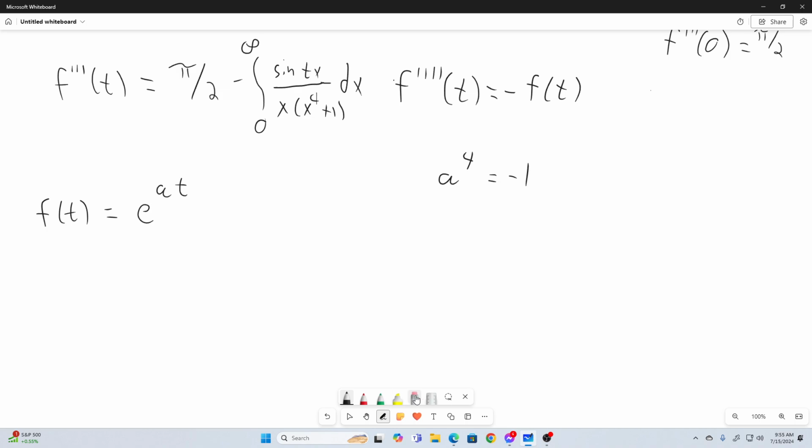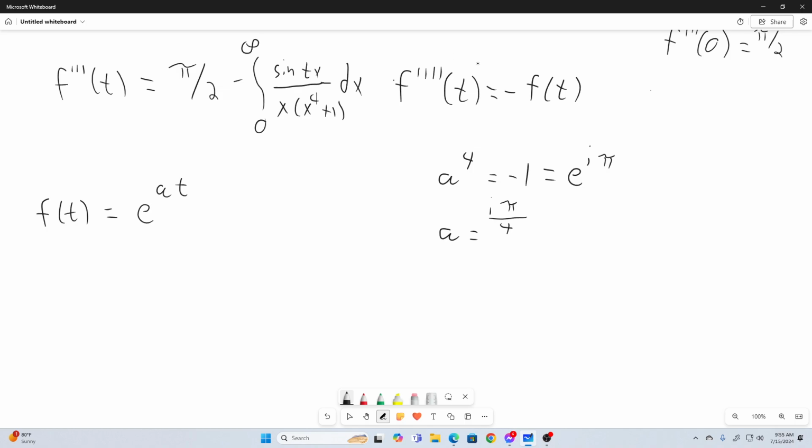To figure those solutions out, let's convert negative 1 into its complex exponential. So negative 1 is famously equal to e to the I pi. That's going to give us values for a. Well, one of our values for a is going to be e to the I pi over 4. That's just by taking the 4th root on both sides. But that is not sufficient. We need to find the other 3.